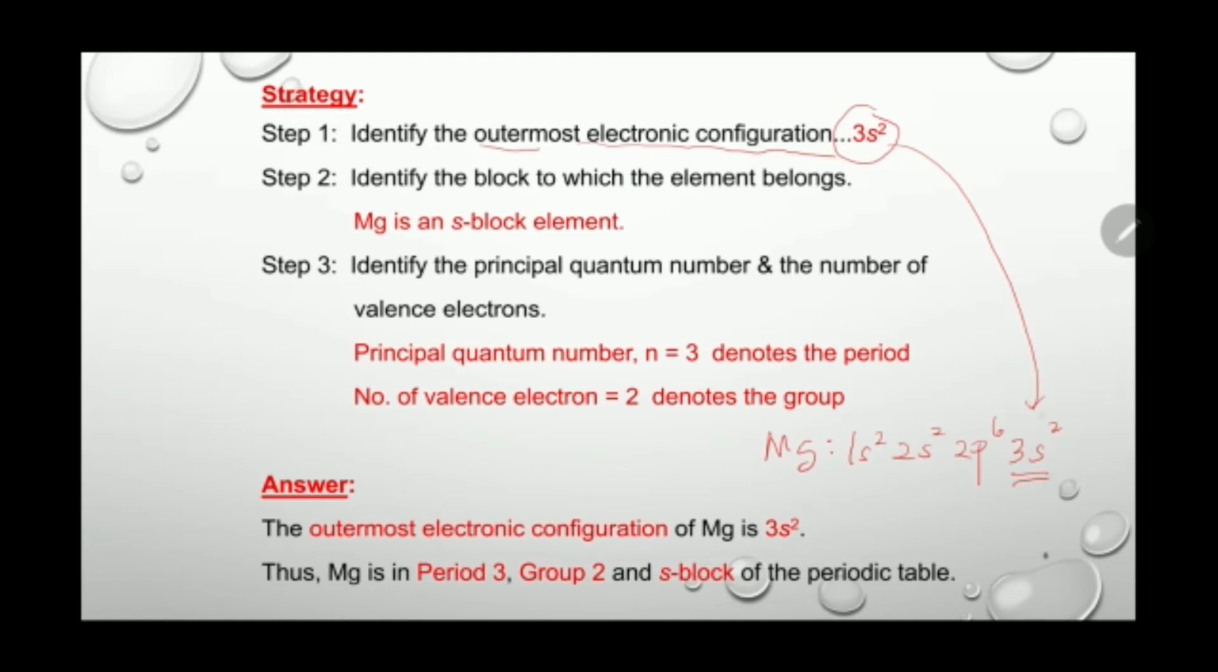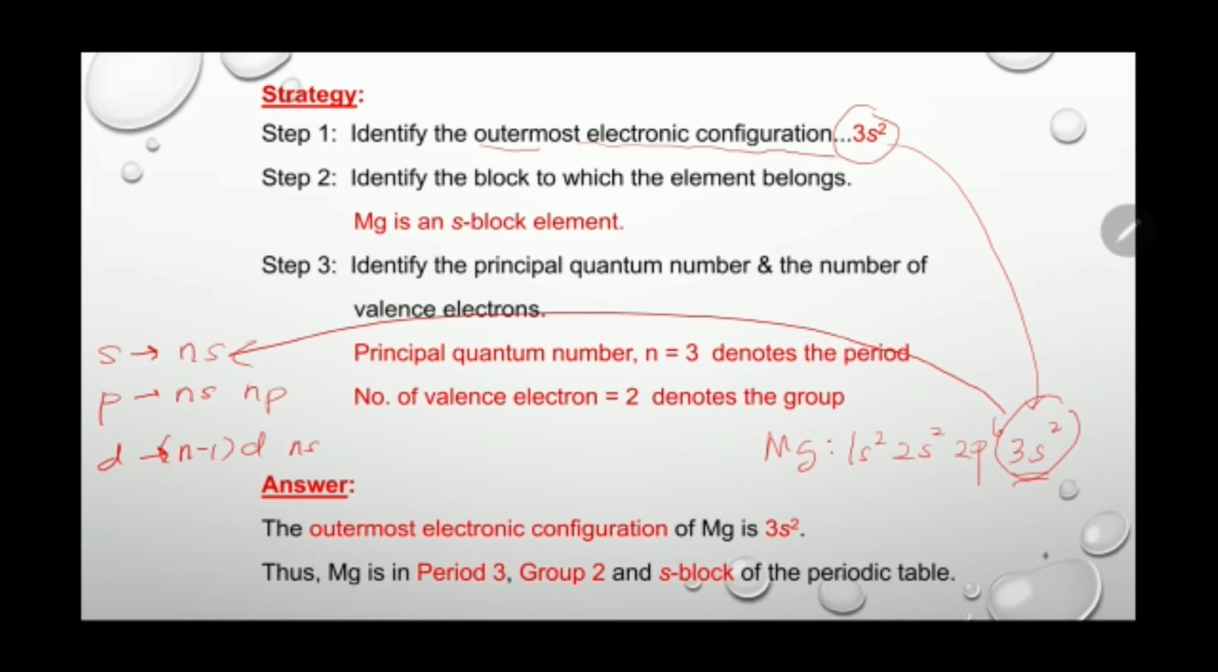So with 3s2, we can solve for the block. For the S block, it must be ns. For the P block, it must be ns and np. And for the D block, (n-1)d and s. Magnesium has valence electronic configuration 3s2, so it equals ns, which means that magnesium is located in the S block.